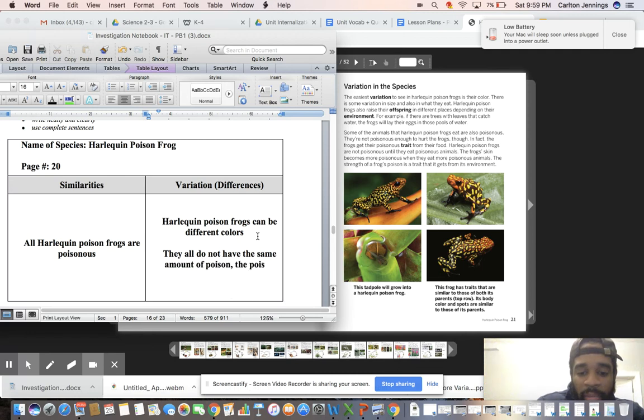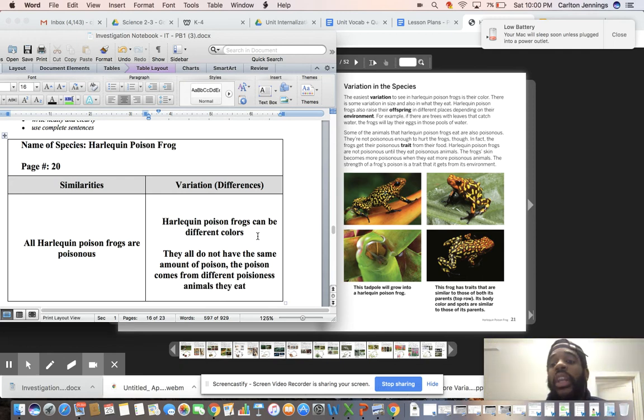The poison comes from different poisonous things or animals they eat. So if they eat a really, really, really poisonous frog, the frog will become really, really, really poisonous. If they just eat a little bit of poison, like a snake, then they will just be a little bit poisonous. So their poison can go up or down depending on what they eat.